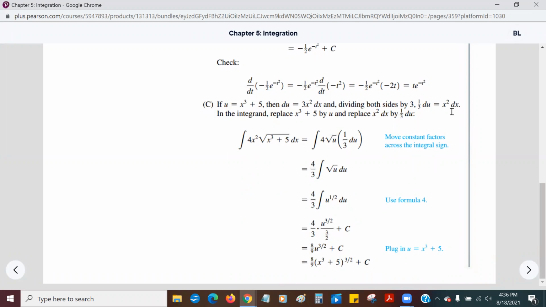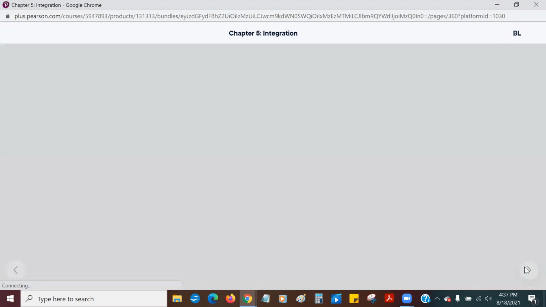So what I'm going to do is replace the x squared dx by 1/3 du. I already have the 4 over here, so I want to have 4/3, and that 4/3 gets pulled outside the integral. So I have 4/3 times the integral of u to the 1/2 power, which is 4/3 times u to the 3/2 over 3/2, which once I simplify it and then back substitute, I get this guy right here, 8/9 times x cubed plus 5 to the 3/2 power plus c. And again, if I want to take the derivative of this answer, I will get this guy right here. That's really the whole point. That's always the point.